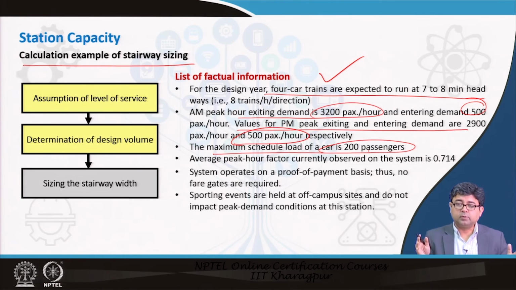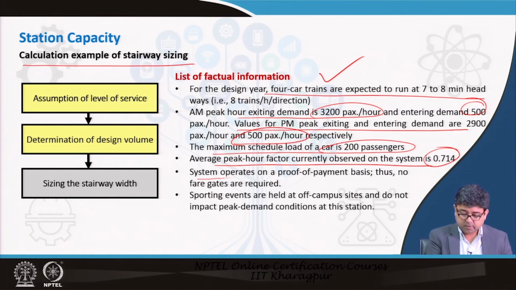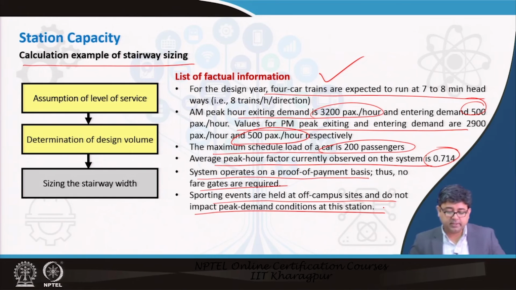So, one car, or one bogie, if you may think of it, in a metro line can take 200 passengers. Scheduled load average peak hour factor is 0.7. System operates on a proof of payment basis, thus no fare gates are required. So, there are no fare gates in this system. Sporting events are held at off campus sites and do not impact the peak demand conditions at the station. So, if these are the inputs available for your station, what size of stairway width should you design for this type of scenario?